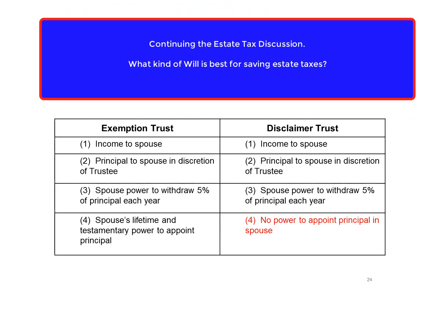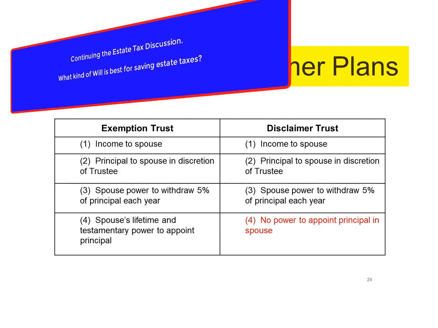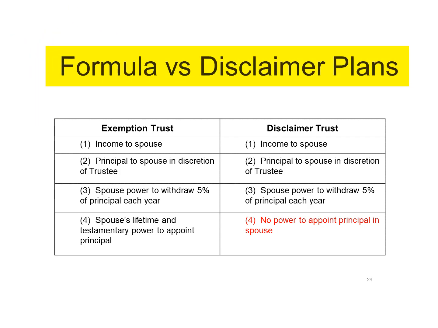Earlier, we were talking about the disclaimer type of will, whereby if the surviving spouse disclaims an inheritance, the disclaimed property passes into a disclaimer trust. Then we were talking about the formula marital deduction type of will, where the will carves out the exemption amount and passes that exemption amount to a trust. Both trusts are for the benefit of the surviving spouse, but there are some key differences, and this slide is to try to help compare the two different types of trusts.